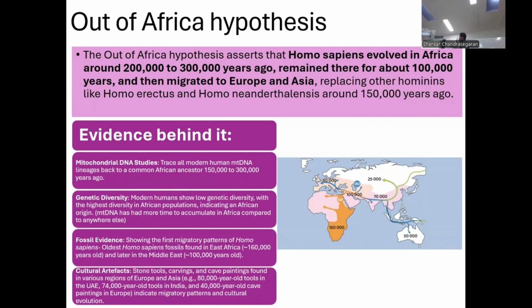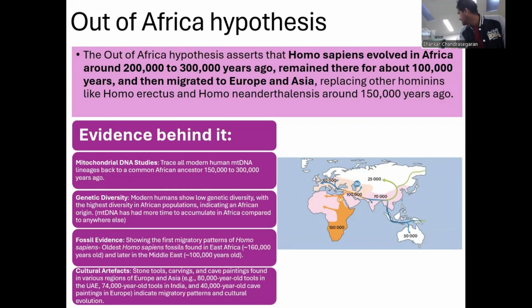So basically, when it comes to the out of Africa hypothesis, it's talking about when Homo sapiens evolved in Africa about 200,000 to 300,000 years ago. That's our point of origin. And we stayed in Africa for about a few tens of thousands of years. The timeline is a bit strange, but then eventually we left Africa and started to migrate out of Africa into Europe and Asia. So, what is the evidence to support it?